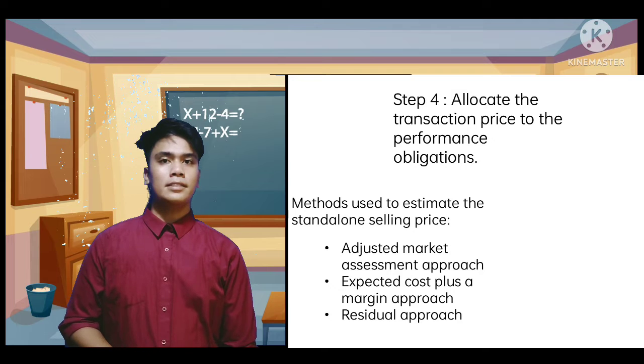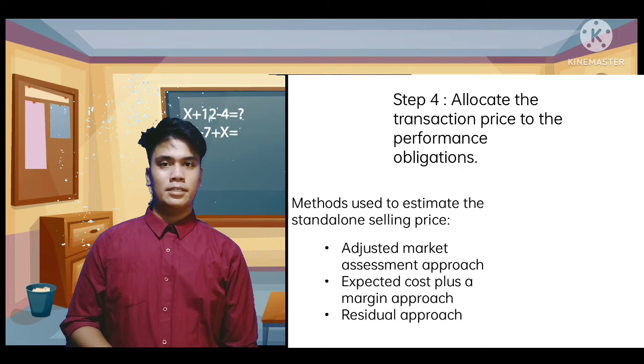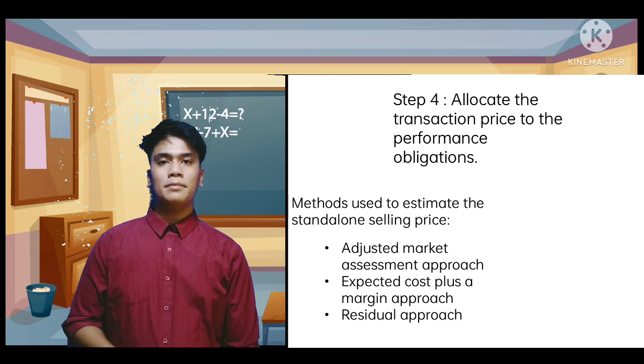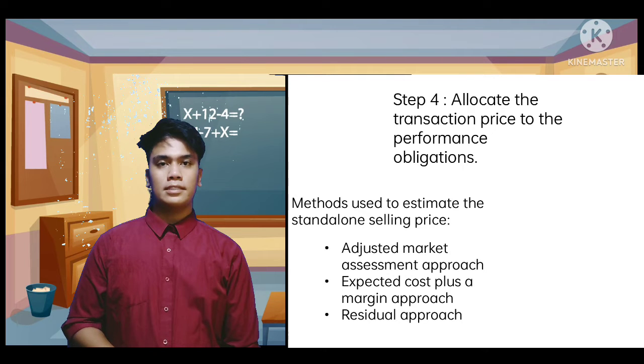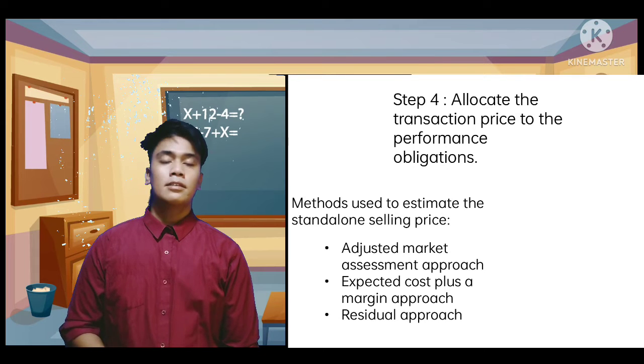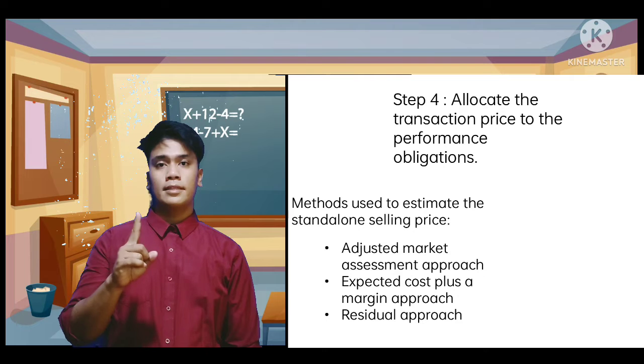Stand-alone selling price is the price at which a promised good or service can be sold separately to a customer. If the stand-alone selling price is not directly determinable, it shall be estimated, maximizing the use of observable inputs and applying estimation methods consistently in similar circumstances. The following methods may be used to estimate the stand-alone selling price. So let's start with number 1.